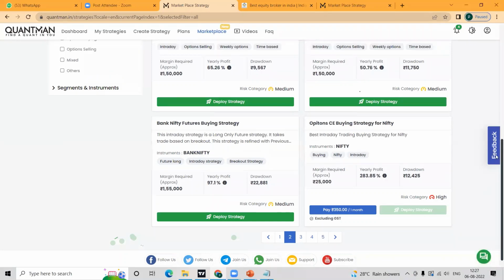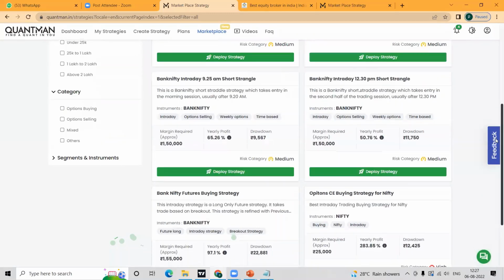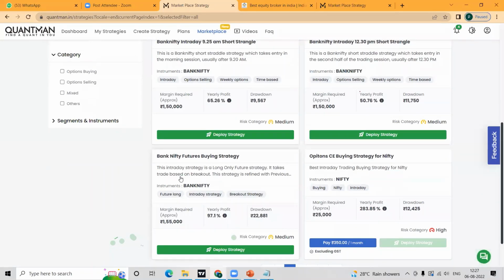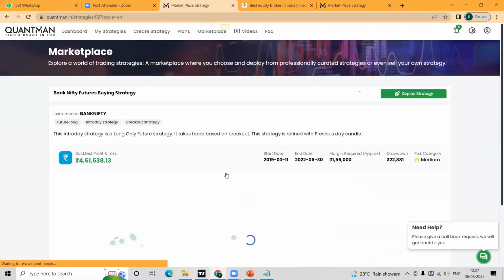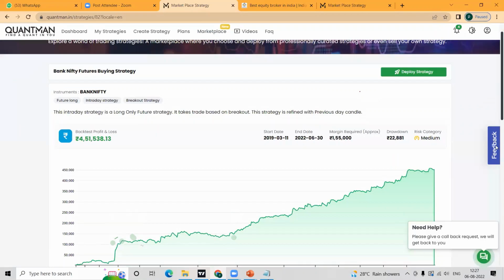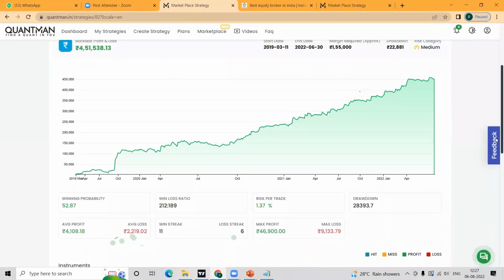Before that, one person is asking about the futures. Yes, sir. I'm there. Can you see that, sir? Bank Nifty futures buying. Yeah, I can see that. You just go and click it, sir. Then you will see the results. If you are really satisfied, you will put it.